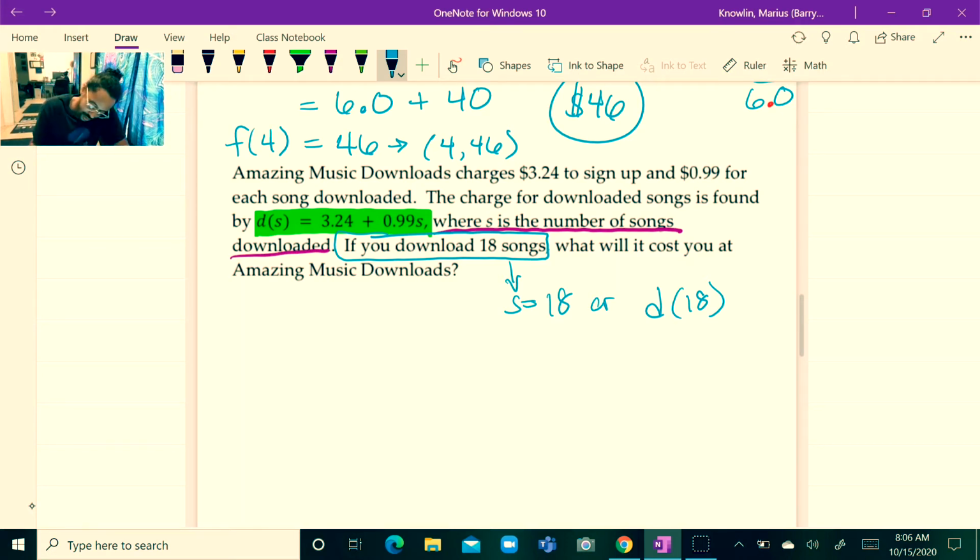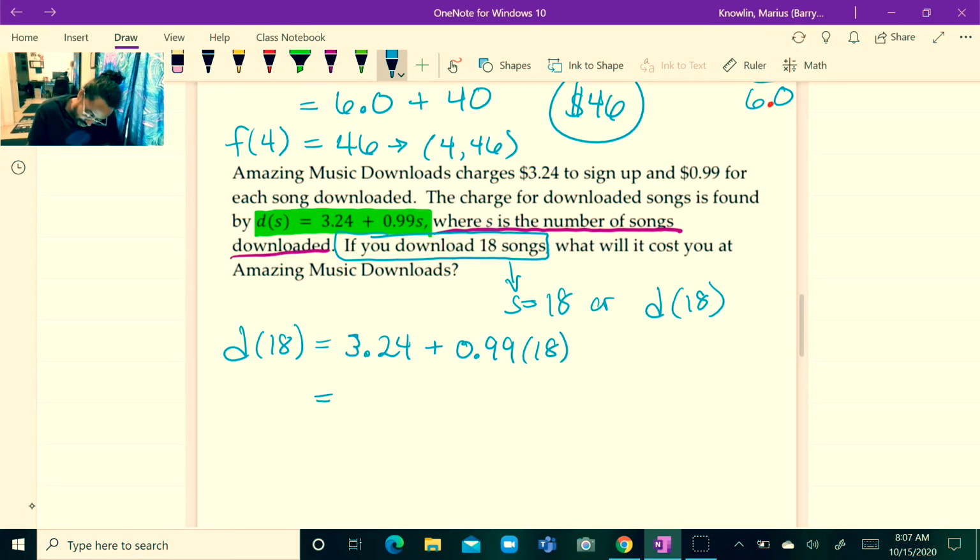And if you downloaded 18 songs, what will it cost you at Amazing Music Downloads? Well, simply put, we're gonna go ahead and substitute. So D of 18 equals 3.24 plus 0.99 times 18. Okay.